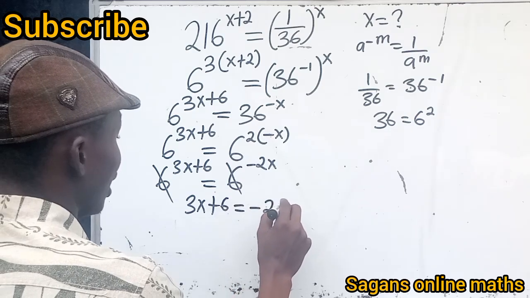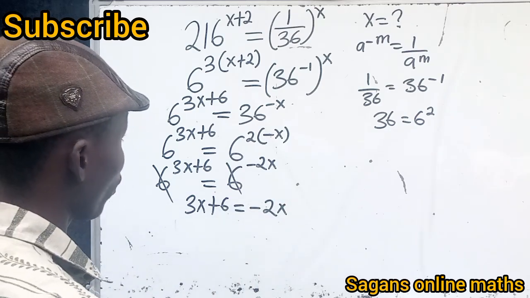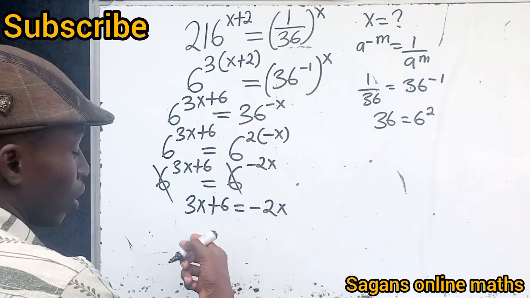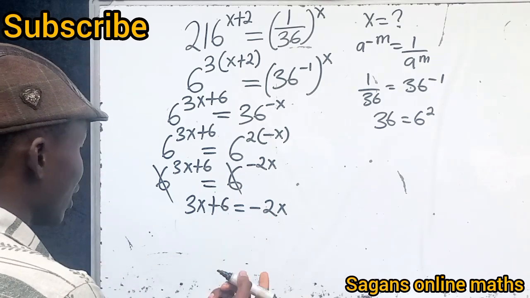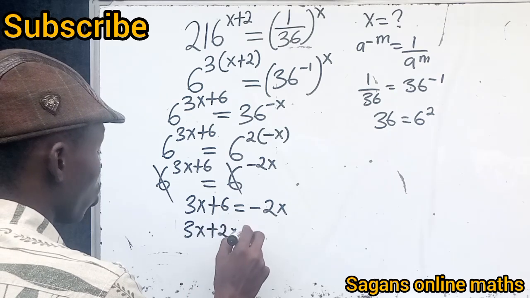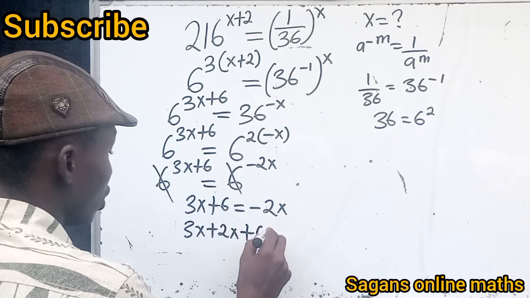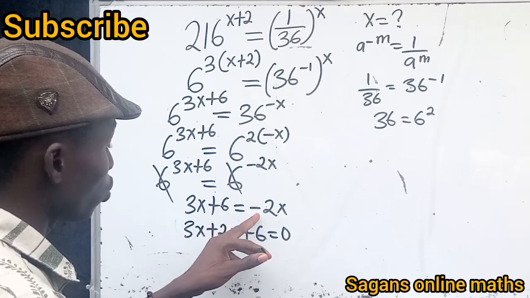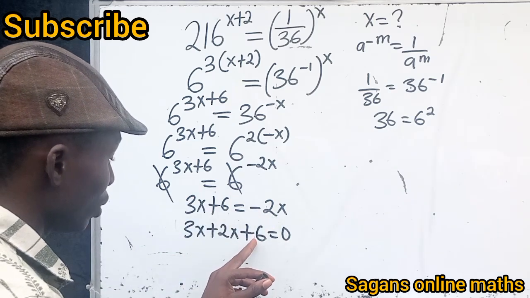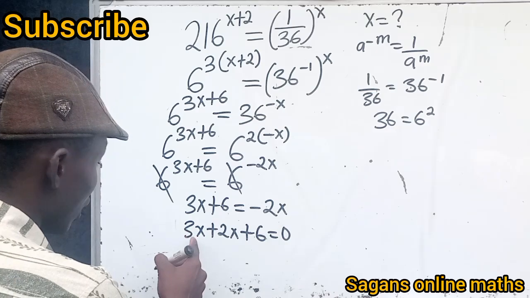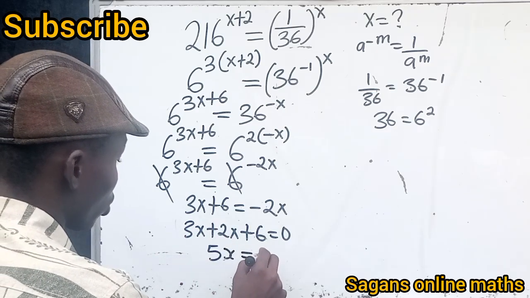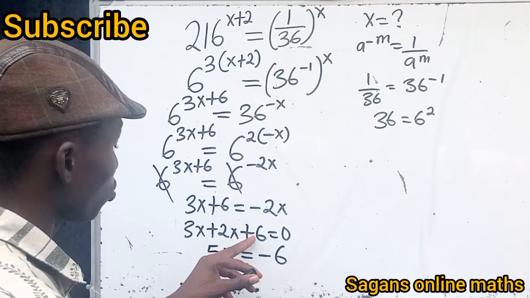Now we are going to collect our like terms because we are asked to find the value of x. So what you do, transfer this 2x, then you add 2x to both sides. So this is 3x plus 2x plus 6 equals 0, because we have moved this 2x to our left hand side, there's nothing there. What is there? 0. So we are going to move this 6 to our right hand side. So now 3x plus 2x will give us 5x equals minus 6, because when this is moved over here, it becomes minus 6.